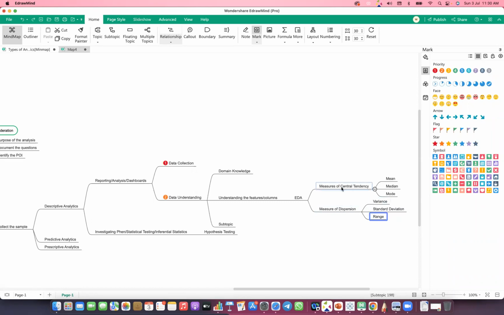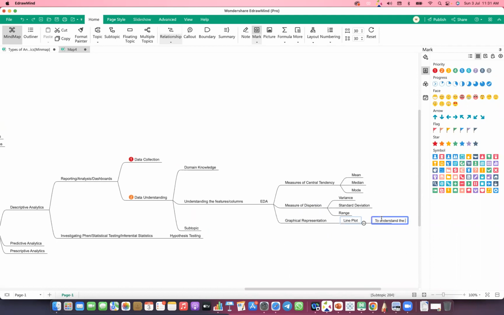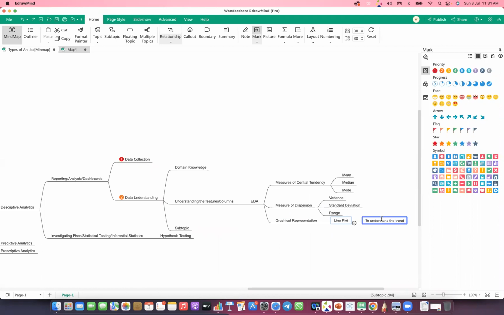Apart from measures of central tendency and measures of dispersion, is it required to check in a visual format? Do we use graphical representation? Like, for example, line plot. Why do we use a line plot? To understand the trend. For example, with respect to age, or salary, or sales with respect to years. How exactly the sales are happening across the last 1 year, to understand the trend, ups and downs.